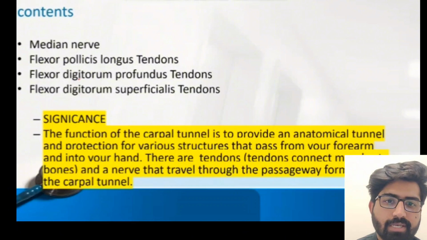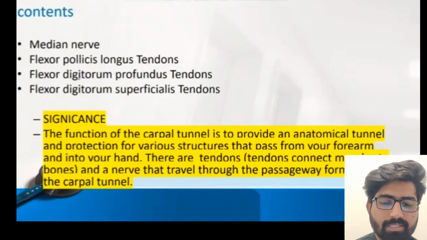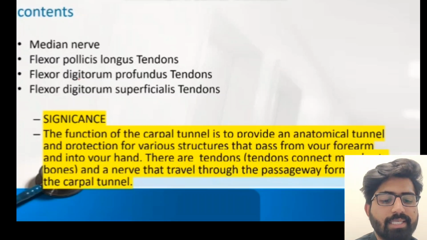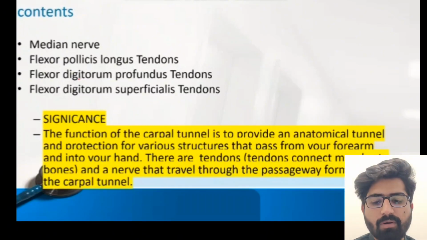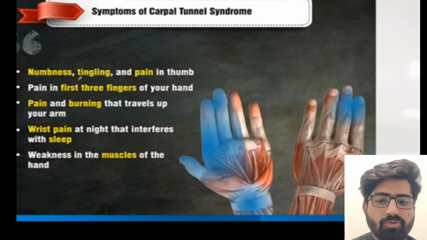As for the significance of the carpal tunnel, its function is to provide an anatomical tunnel and protection for various structures that pass from your forearm into your hand. There are the tendons that connect the muscles to the bone and a nerve that travel through the passageway formed by the carpal tunnel. The symptoms of carpal tunnel syndrome are due to the compression of the median nerve, as explained in the previous slides.